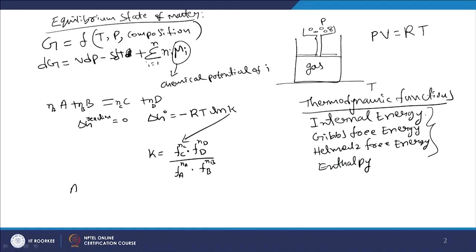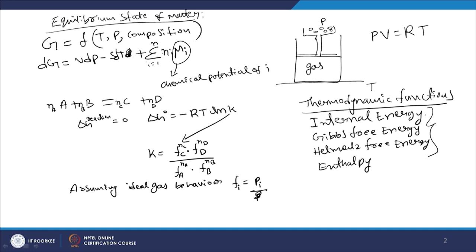So, if we assume an ideal gas behavior for individual gases as well as when they are present in the gas mixture, then we can replace fugacity by the partial pressure. Let us say fugacity of I can be replaced by the partial pressure of I, with respect to the reference pressure. So, simply, fugacity is represented by the partial pressure.